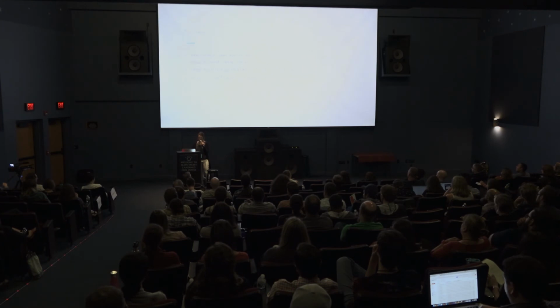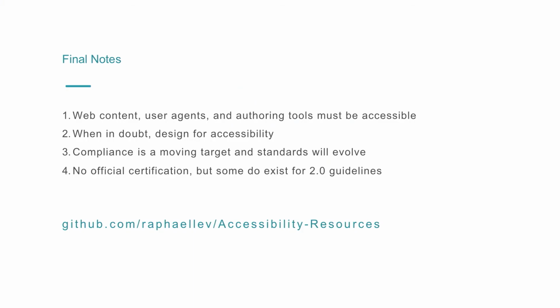So that was kind of a huge info dump, and I'm sorry for that. Some final notes that didn't really fit in anywhere. Web content has to be accessible. We went over that. User agents, browsers, CMSs, anything on the web needs to be accessible. You need to have users be able to perceive and logically understand them, no matter what their impairment. If you're in doubt, design accessibly. Like I said, a more accessible user experience is just a better user experience overall.